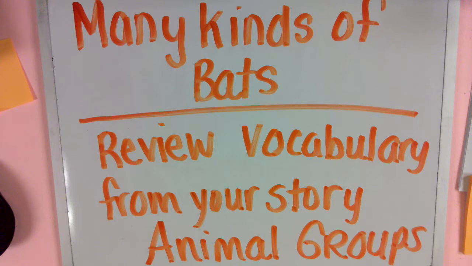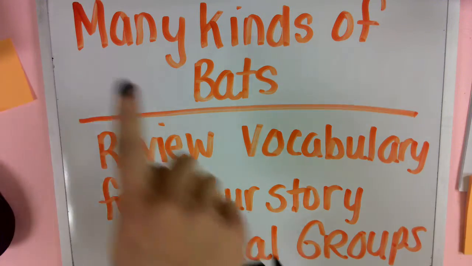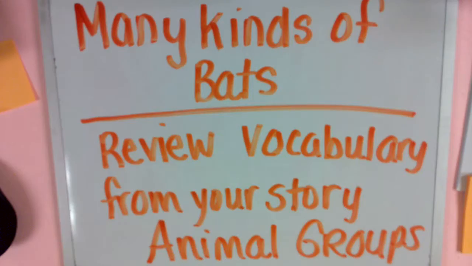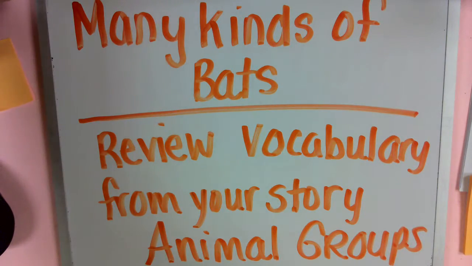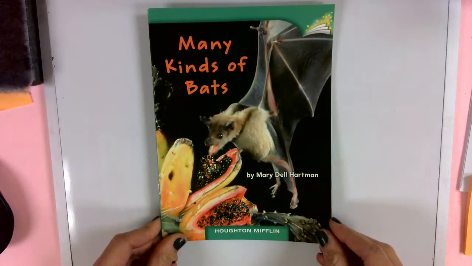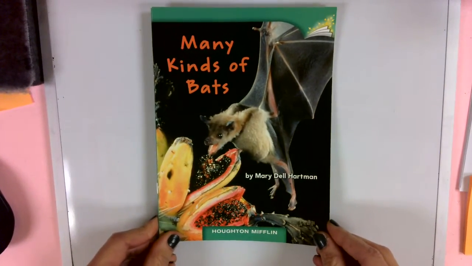We are going to review vocabulary from your story Animal Groups by reading a story called Many Kinds of Bats. But before we begin, I'm going to erase this and show you the book that we're going to read. So this is what we'll be reading, Many Kinds of Bats, but we need to review the vocabulary.